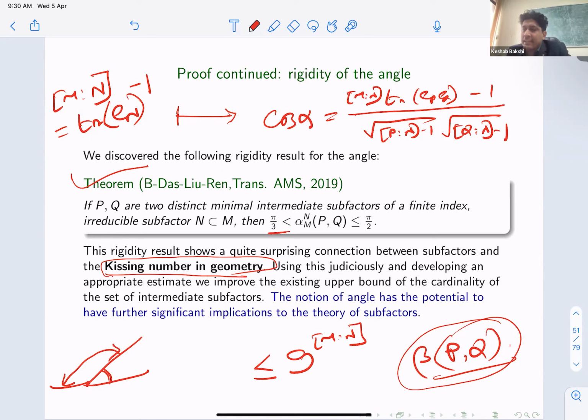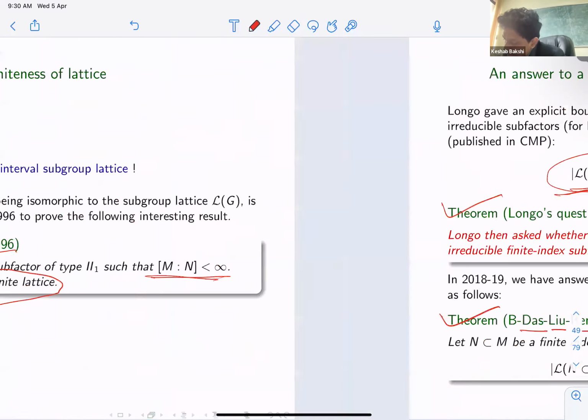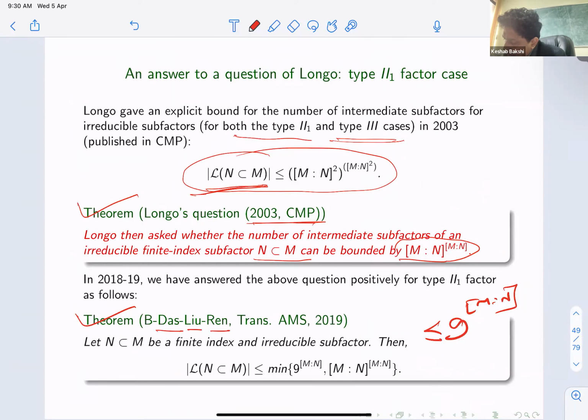very important. And I believe that this would be a nice project, but probably not very easy. What are the possible values of this angle? For that, I think a new kind of theory is needed. So I finish by saying another thing: here we could prove that the lattice of intermediate subfactors, L of N subset M, is bounded by index to the power index. Zhonghui has this conjecture, he asked this question: can it have a polynomial bound? I think that is a very important question. And if you think about that once, this new theory might be developed. So this is very important. We don't know whether this has a polynomial bound. We have only this exponential bound.